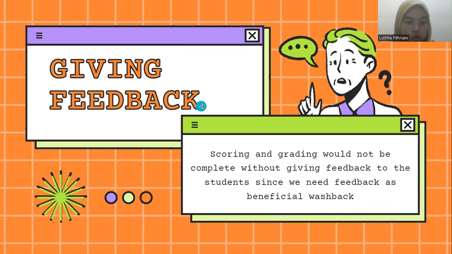Giving feedback. Scoring and grading would not be complete without giving feedback to the students, since feedback is a beneficial aspect.